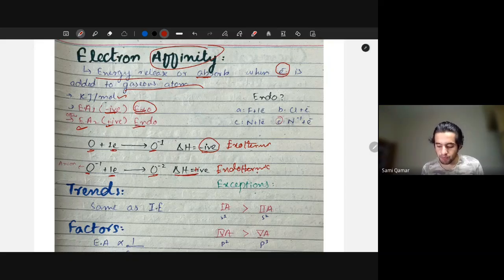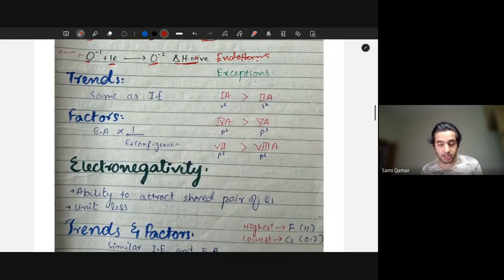So this is how you should have the little concepts. Now the trends are important. What do the trends say? Same as ionization energy. From left to right, electron affinity will be increasing. From top to bottom, electron affinity will be increasing.